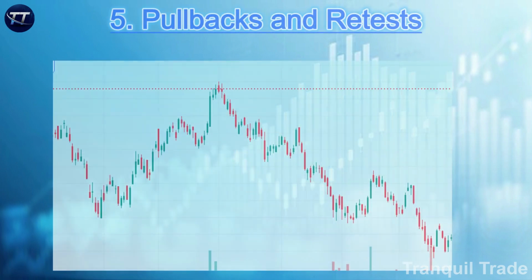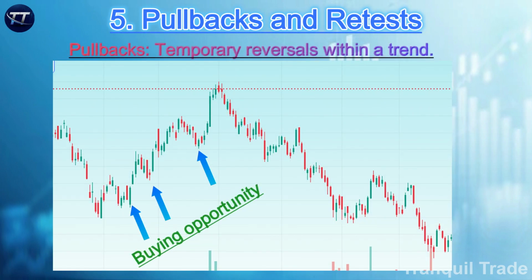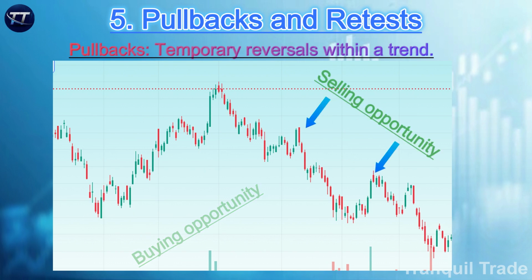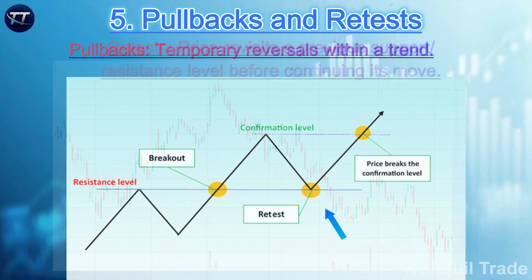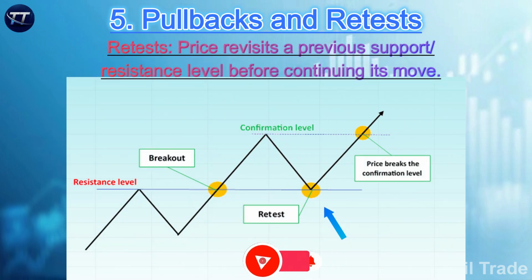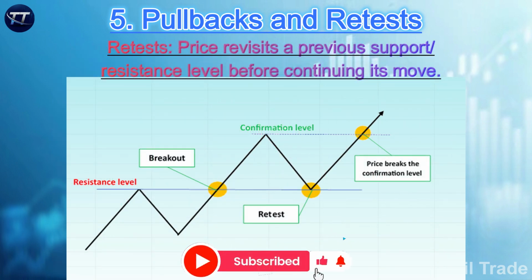Pullbacks and retests. Pullbacks: temporary reversals within a trend. Retests: price revisits a previous support or resistance level before continuing its move.